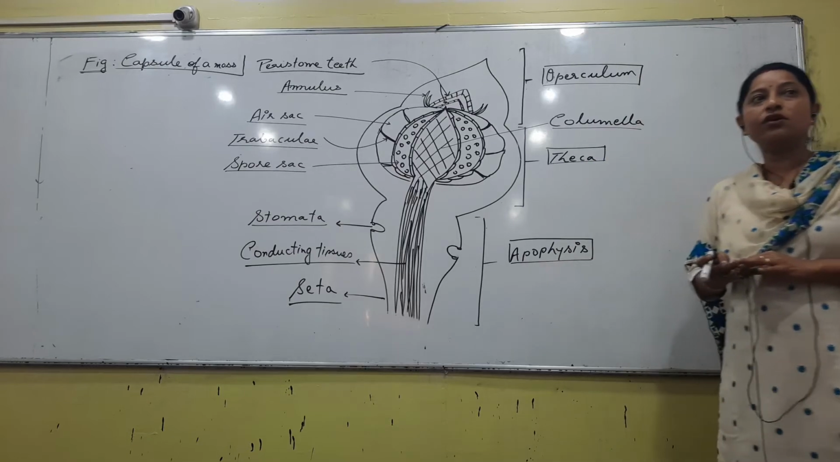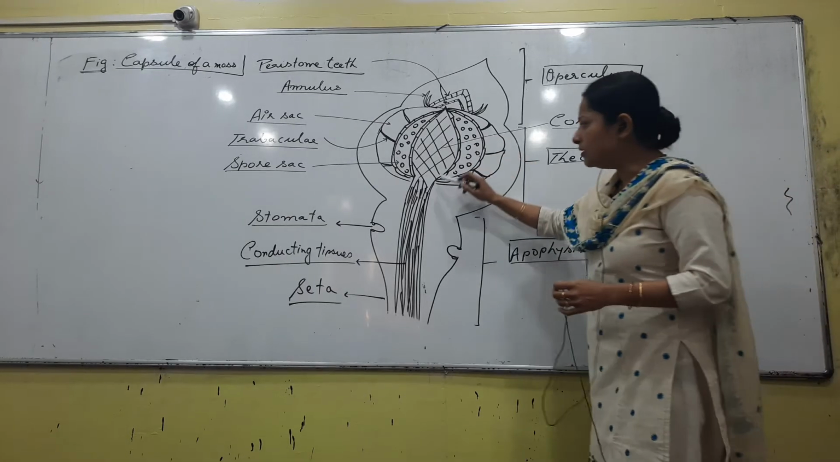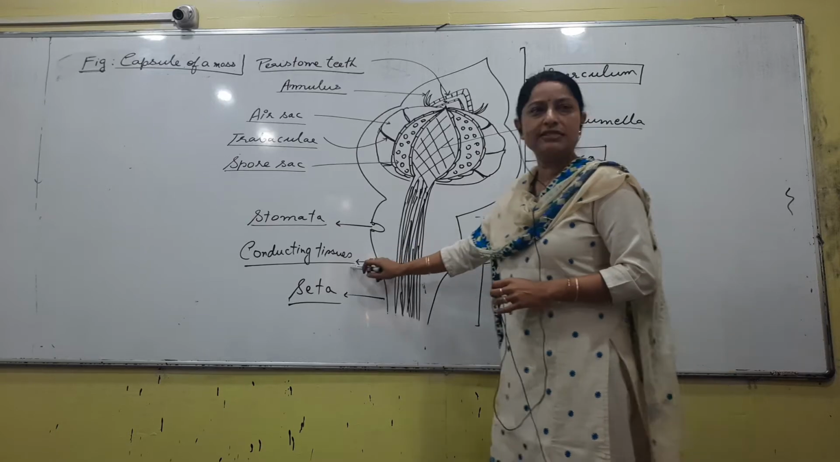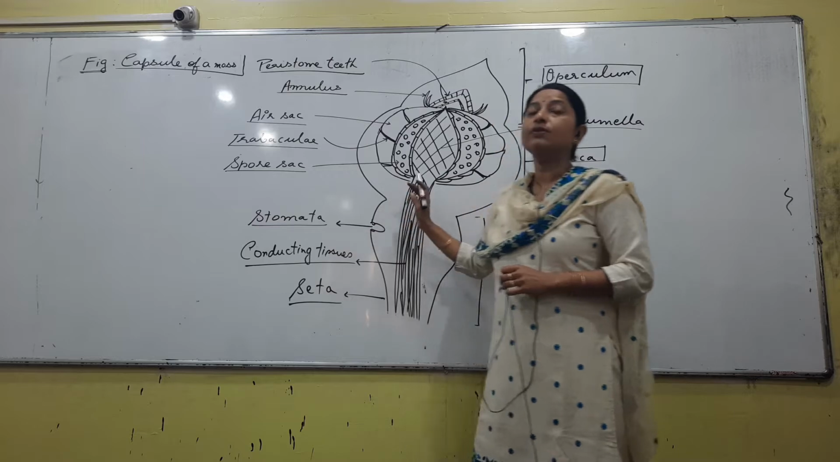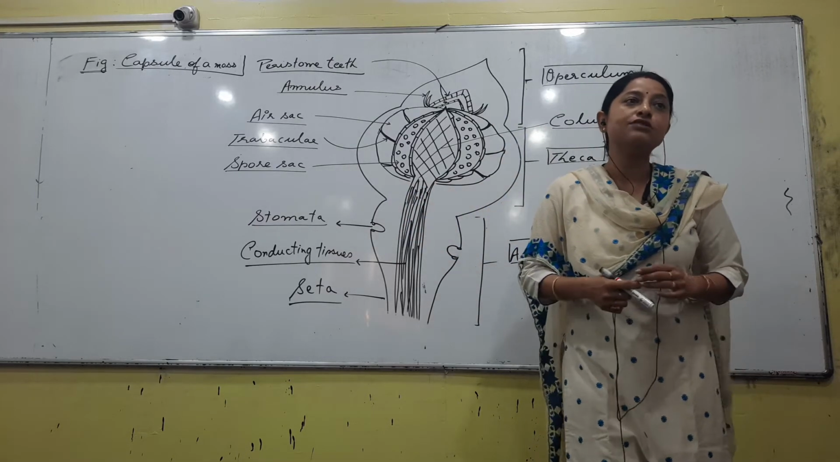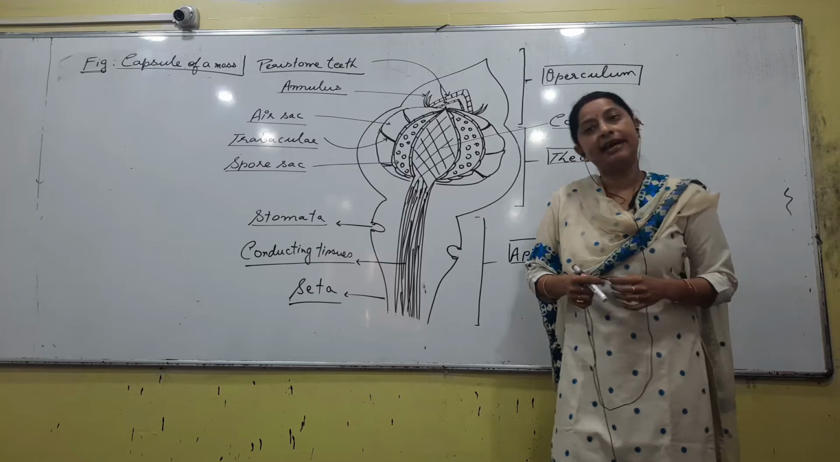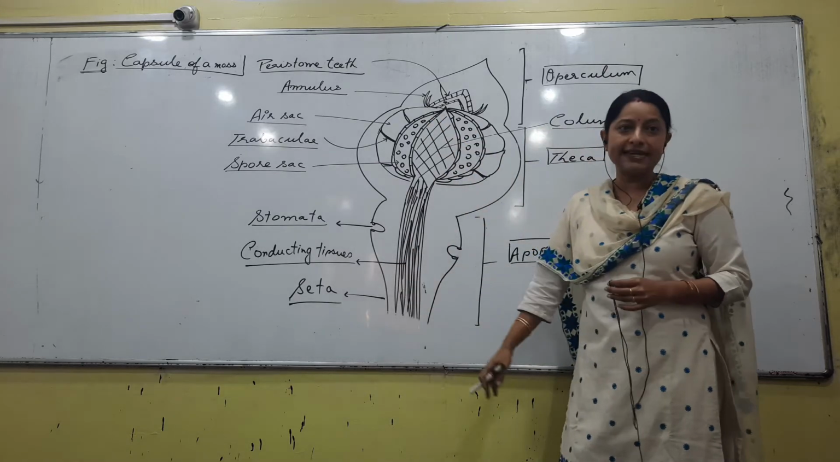What is the function of the columella? It helps in absorbing or providing water and minerals to the growing spores, right? Next, the extended portion of the columella is what is called conducting tissue. Conducting tissue will be found in the seta, because when we talk about the capsule, it's the sporophyte that we are talking about, right? The sporophyte has foot, seta and capsule. So below the capsule is the seta.